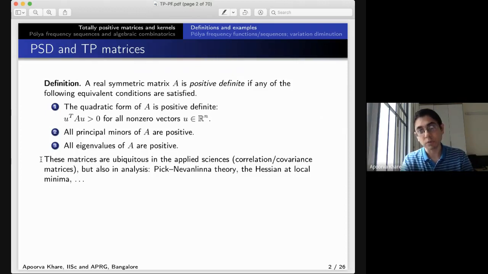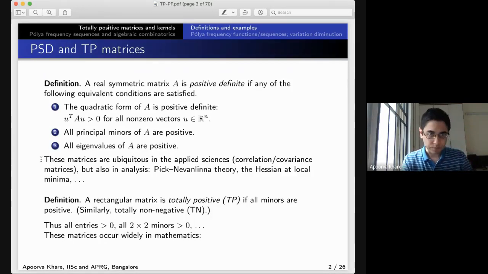But they also show up in pure math, in analysis, in a bunch of places as old as the second derivative test, the Hessian. Correspondingly, a possibly rectangular matrix is totally positive if all minors are positive. You take any k rows and any possibly other k columns, take the k by k submatrix, and look at the determinant. If this is strictly positive for all choices of rows and columns, then this is a totally positive matrix. For example, all entries are positive because they are 1 by 1 submatrices, all 2 by 2 minors are positive, and so on.